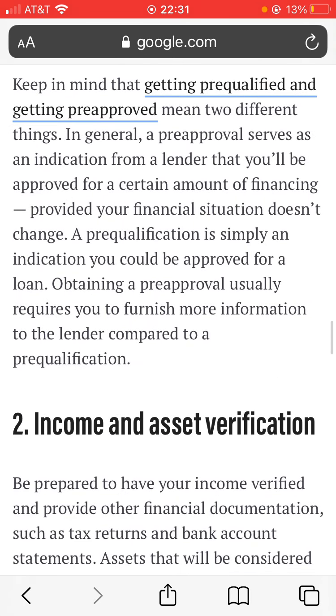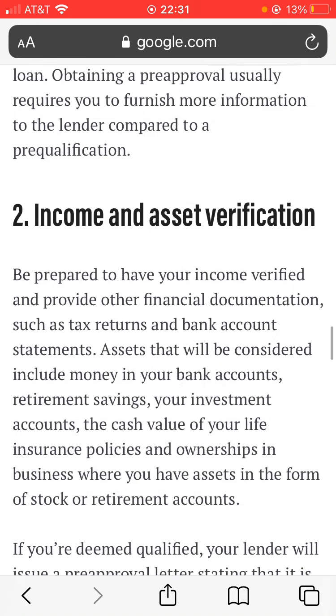Keep in mind that getting pre-qualified and pre-approved mean two different things. In general, a pre-approval serves as an indication from a lender that you will be approved for a certain amount of financing, provided your financial situation doesn't change. A pre-qualification is simply an indication that you could be approved for a loan. Attaining a pre-approval usually requires you to furnish more information to the lender compared to a pre-qualification.